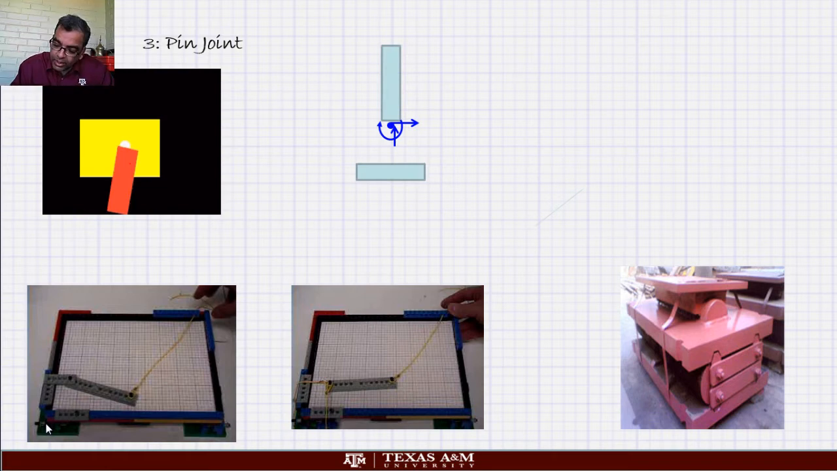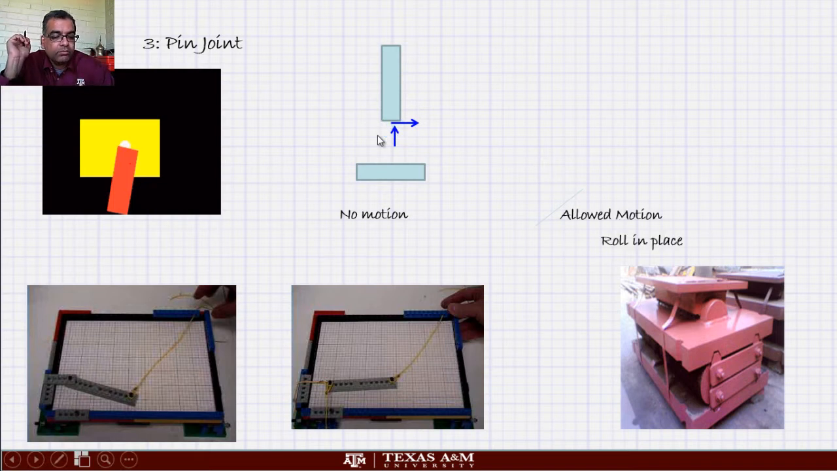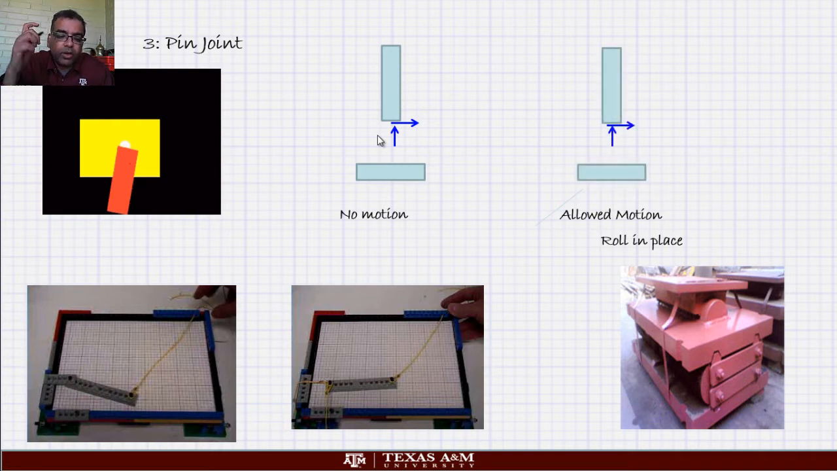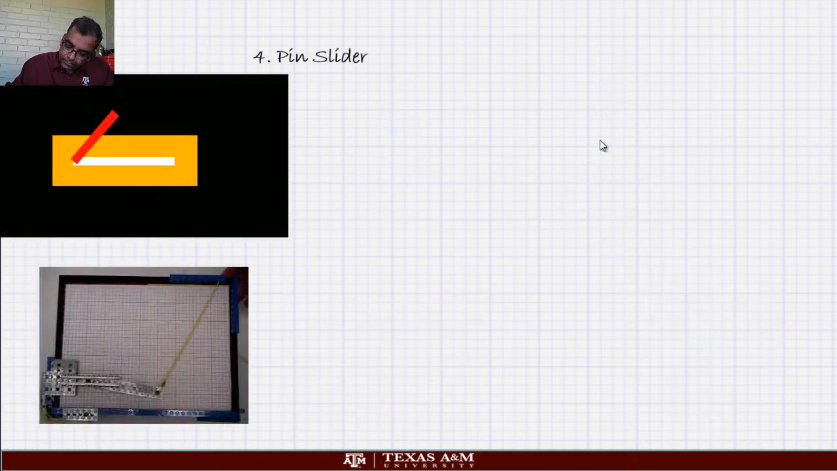If it did not allow any motion, we would have Fx, Fy, and torque, right? But I want to allow rotation. So I will quietly remove the torque. If I am not able to supply the torque, it will be able to rotate. Now my free body diagram will look like this.